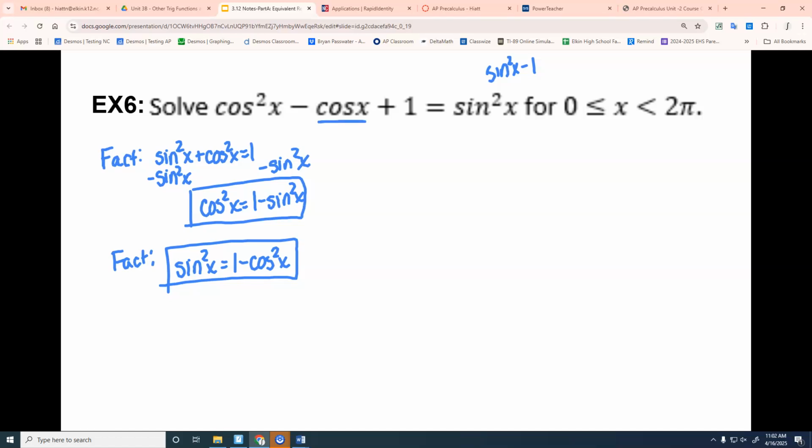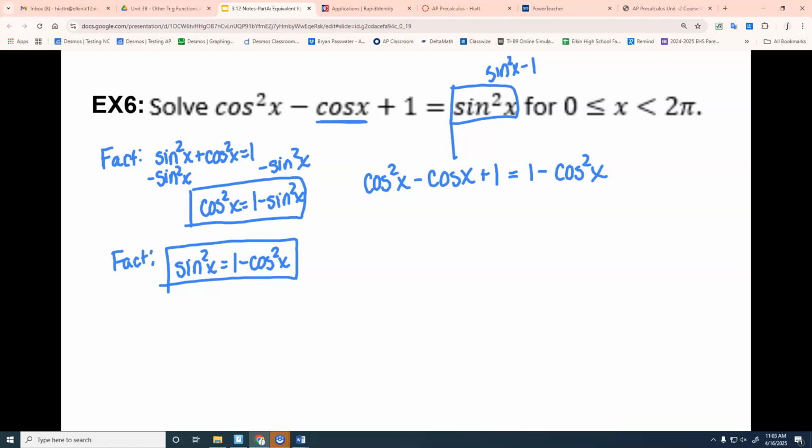That's the big thing right there. That cosine x cannot be replaced because it's not squared. And Pythagorean identities only work whenever it's squared. So you want to change everything to cosines. So what I would do right here is take that sine squared x and change it to 1 minus cosine squared x. So we got cosine squared x minus cosine x plus 1 equals 1 minus cosine squared x, like this.